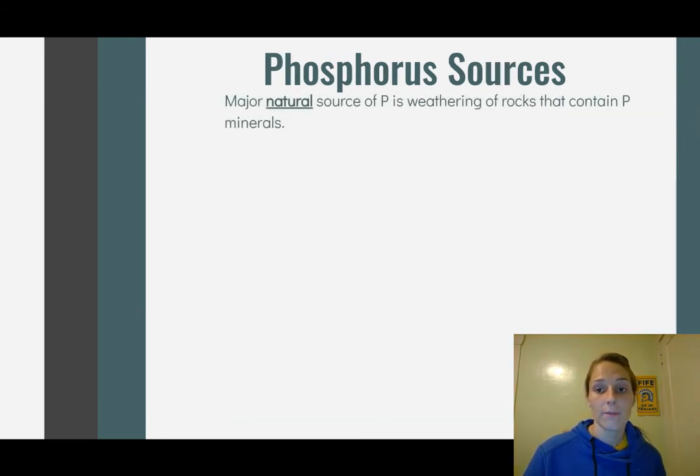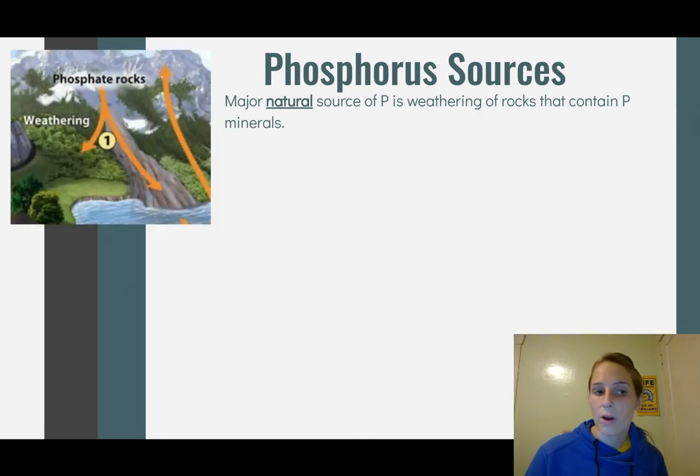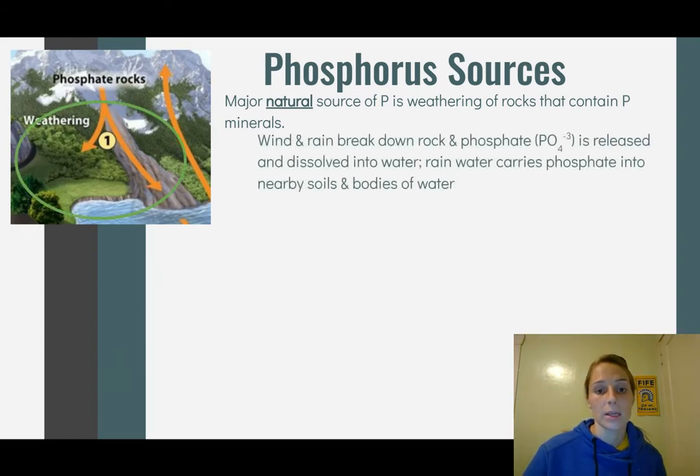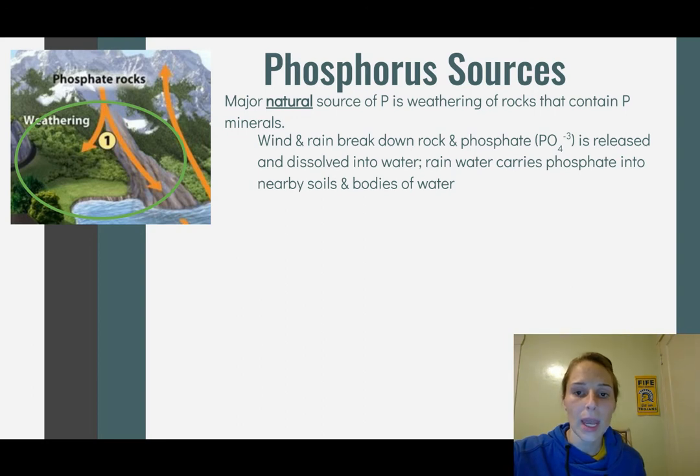Now we're going to start with looking at phosphorus sources. The major natural source of phosphorus is the weathering of rocks that contain phosphorus minerals. Weathering of rocks is the process of them being broken down, which can happen through water, rain, and wind. It gets broken down into phosphate, and phosphate is then released and dissolved into water. Rainwater will carry the phosphate into nearby soils and bodies of water. So if you think of this phosphate stuck up in a mountain, through the process of wind and rain it will get broken down and dissolved, and then the water will carry it down either into soil here or even straight into water.